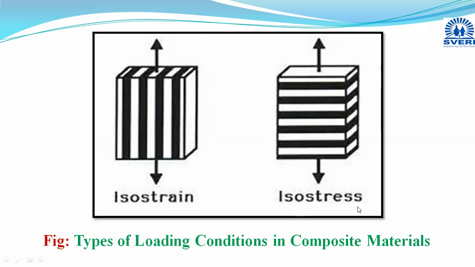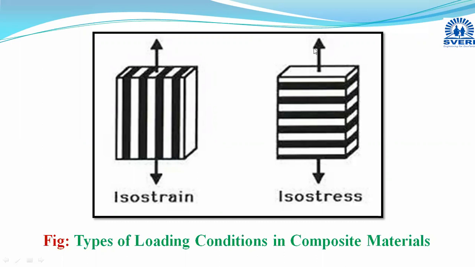Then in isostress loading condition or transverse loading condition, you can see that the load is in the perpendicular direction, or in the opposite direction to that of the direction of layers. This is the direction of layer. This is matrix or one material and another material, layers, or one matrix material or one fiber material. In this way the arrangement may be there.